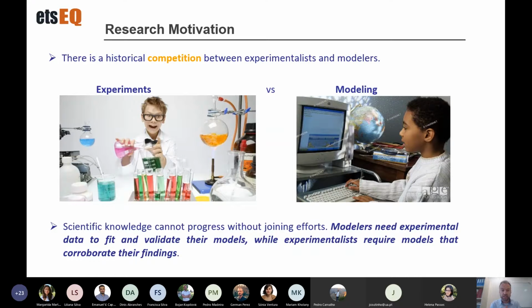But sometimes there is this typical competition between modelers and experimentalists, like, oh, well, you are in the lab and you just measure and get a paper, or, oh, okay, you are in front of a computer and you just push the button and get a paper.